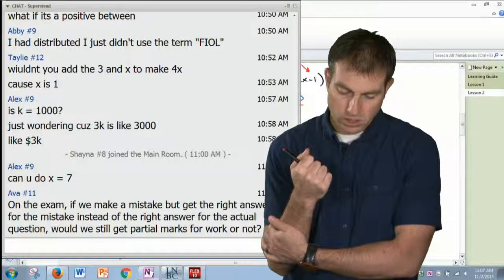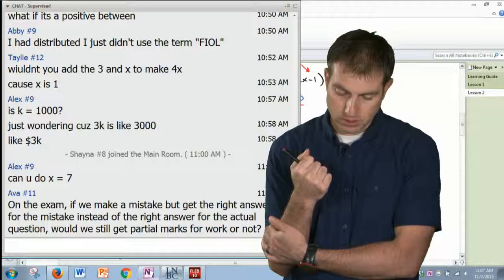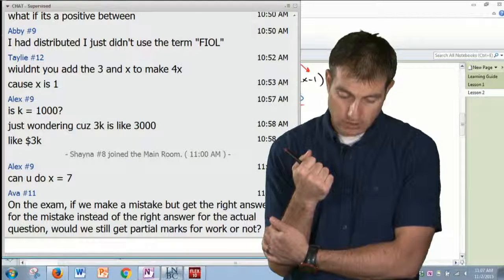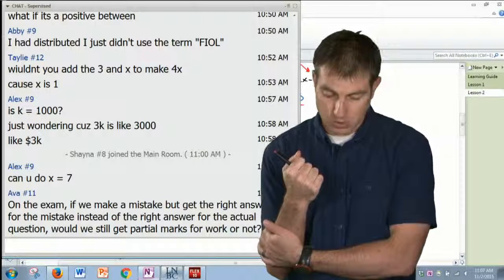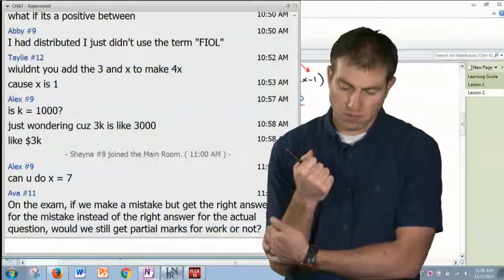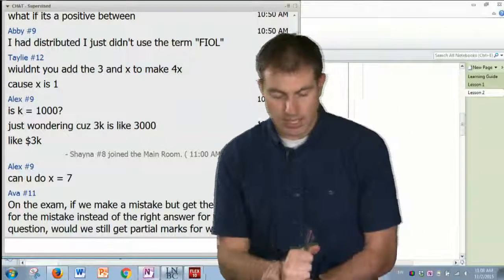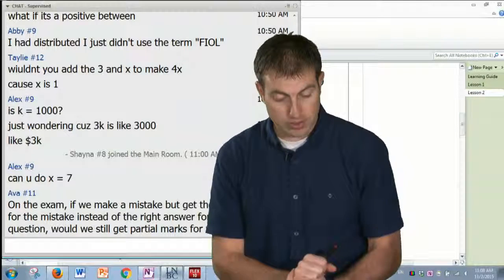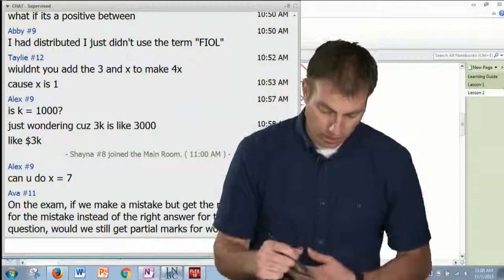Whew. If we make a mistake but get the right answer for the mistake instead of the right answer for the actual question, I'm not sure I'm following. Maybe I can answer this. I don't know if this addresses your question, Ava, or not.